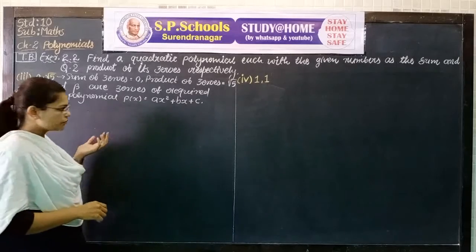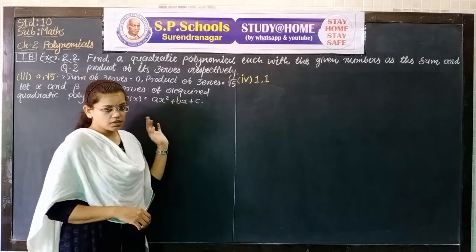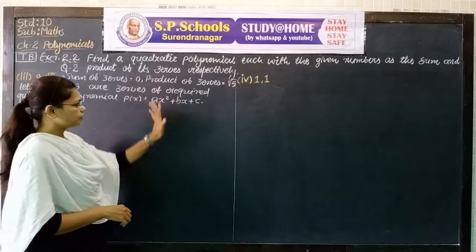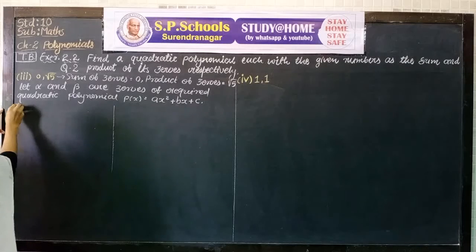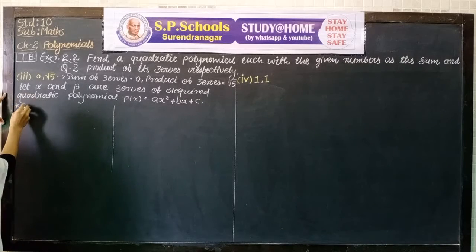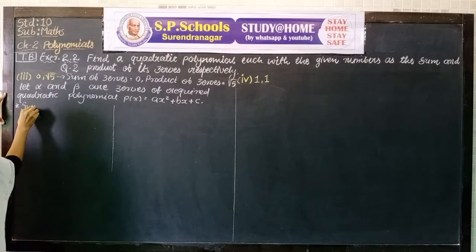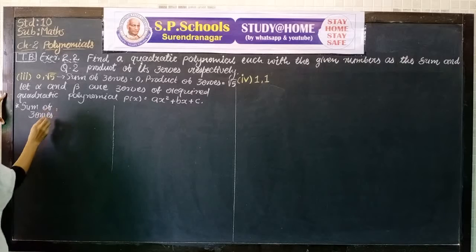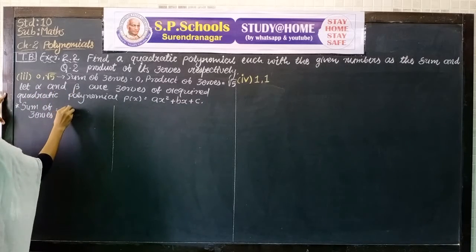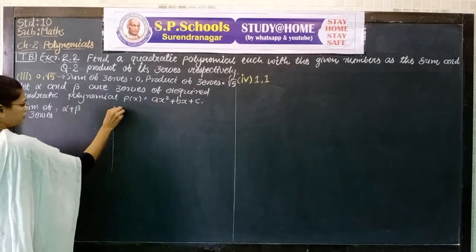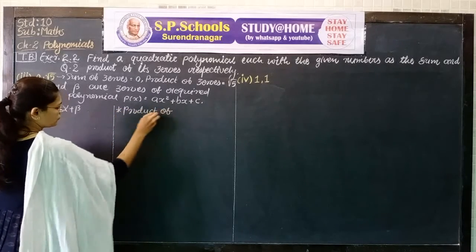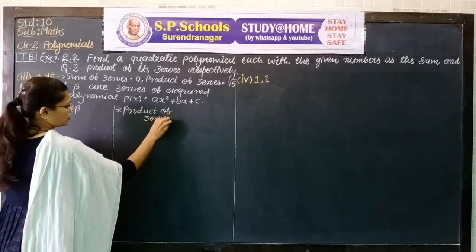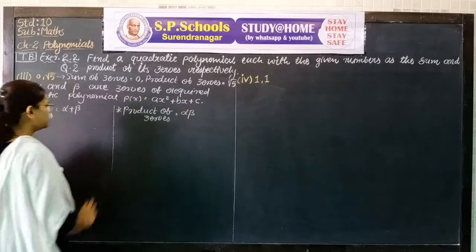In this question, first we need to find the coefficients a, b and c using the sum of zeros and the product of zeros. Divide the page into two parts. On the left hand side, take the sum of zeros. Zeros are alpha and beta, then the sum is alpha plus beta, and the product of zeros is equal to alpha into beta.